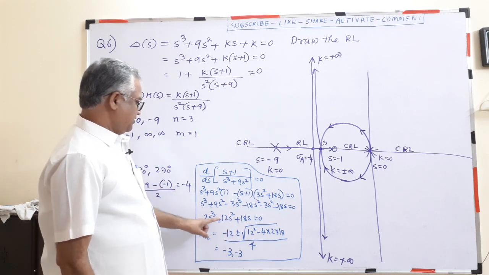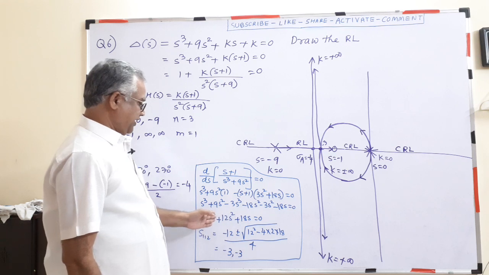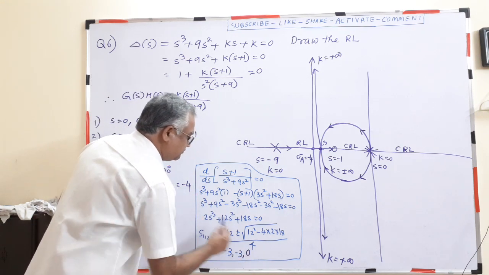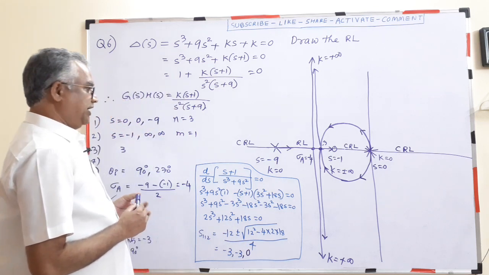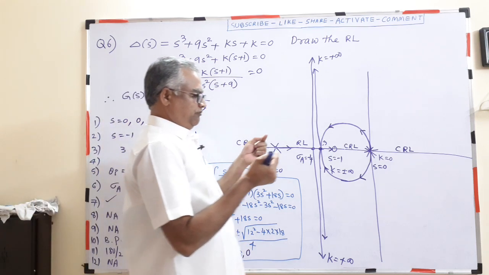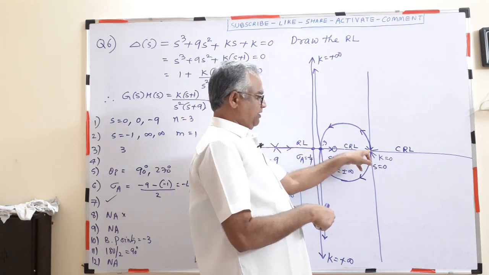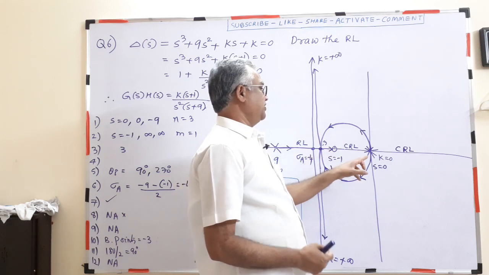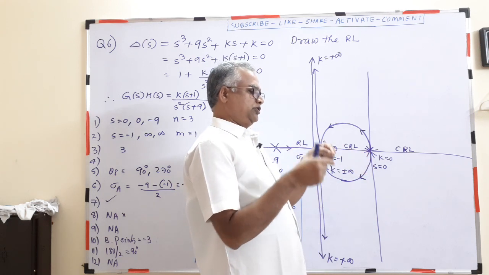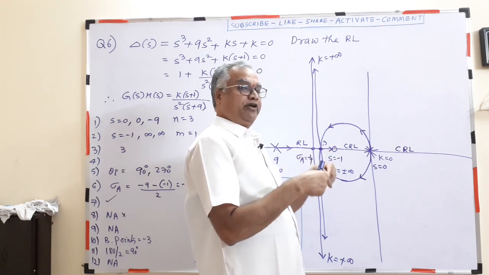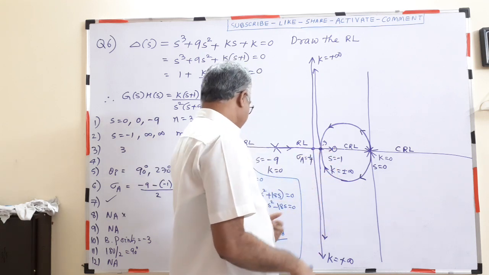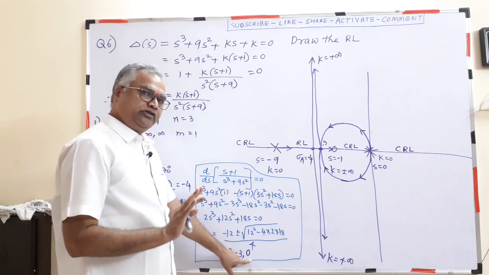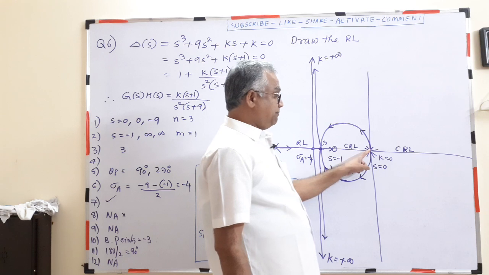Here, s cube, s square, s. If you take s common, there is one break point at s equal to 0. When two poles are located at the same point, there itself is a break point. That is the point you should observe here. So theoretically also, if you calculate, you get one break point at 0.